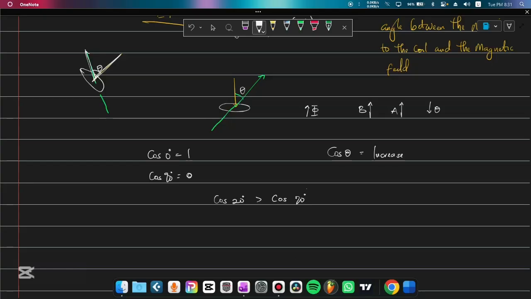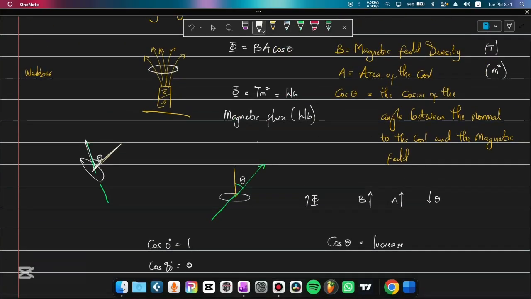So as an angle goes closer to 0, the cosine of that angle gets bigger. As the angle gets closer to 90, the cosine of that angle gets smaller. So to increase cos theta, I have to decrease theta. Please, do you understand that? So I can either increase A, or increase B, or increase cos theta. And for me to increase cosine theta, theta itself has to be smaller, or it has to approach 0.